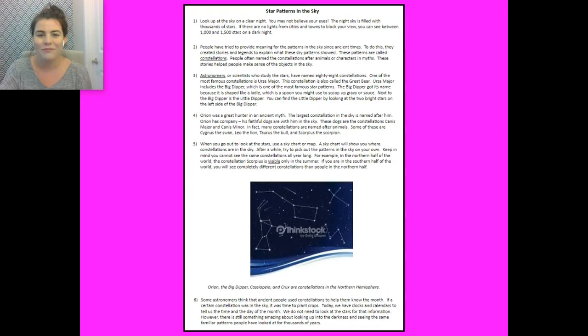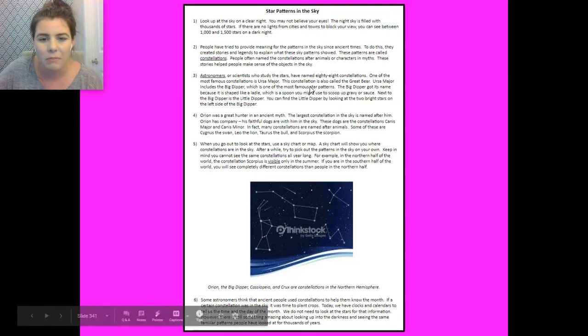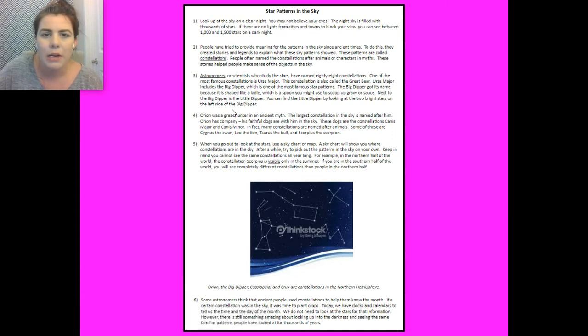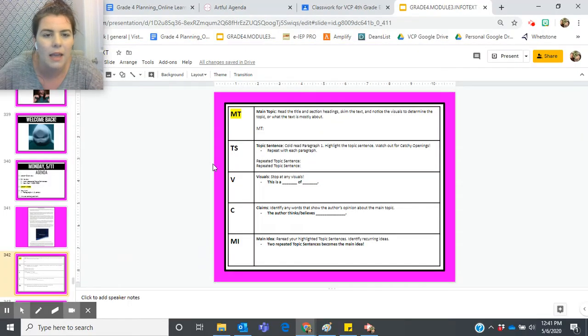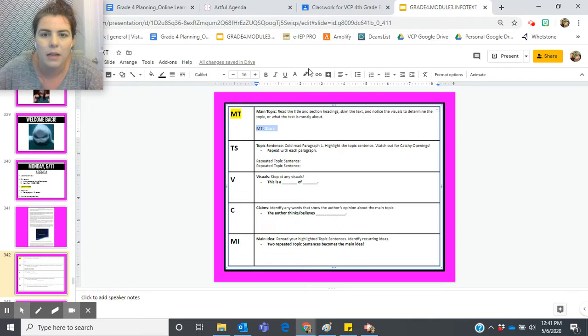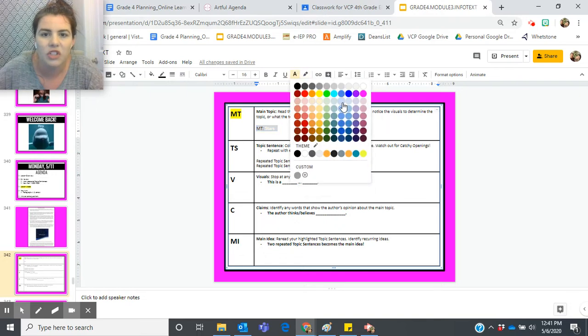So let's get started. All right, first thing I want to do is fill out my graphic organizer, which makes text that seems very complicated simple. The first thing I want to do is scan my article and see if I can come up with a main topic. The topic that I'm thinking through is, I'm seeing some pictures of stars. The title is Star Patterns in the Sky. Pretty much every paragraph is talking about stars. So for my main topic, I'm just going to write here that the main topic is stars.